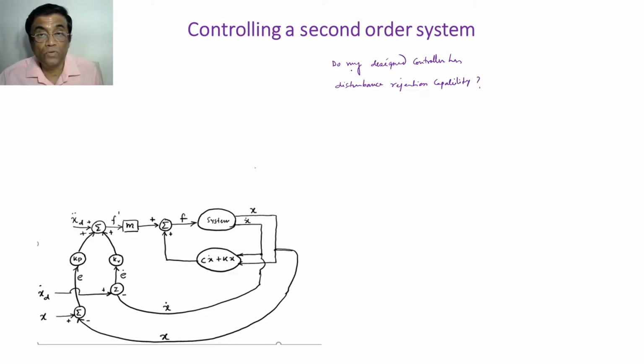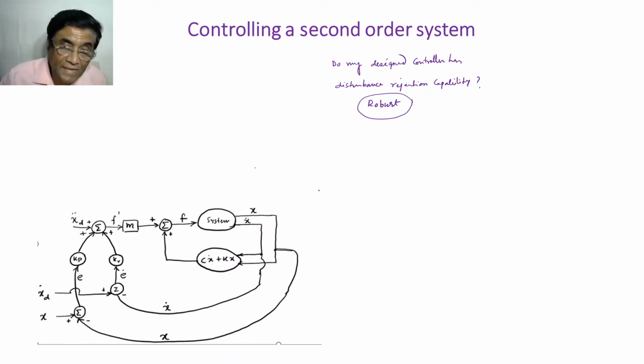Because this is a very important requirement. My controller, another technical term is robust. My controller should be robust. So I need to see whether my controller, which I have designed just now, has this disturbance rejection capability or not, or whether it is robust or not. To understand that, let us assume that now I have some disturbance, okay?